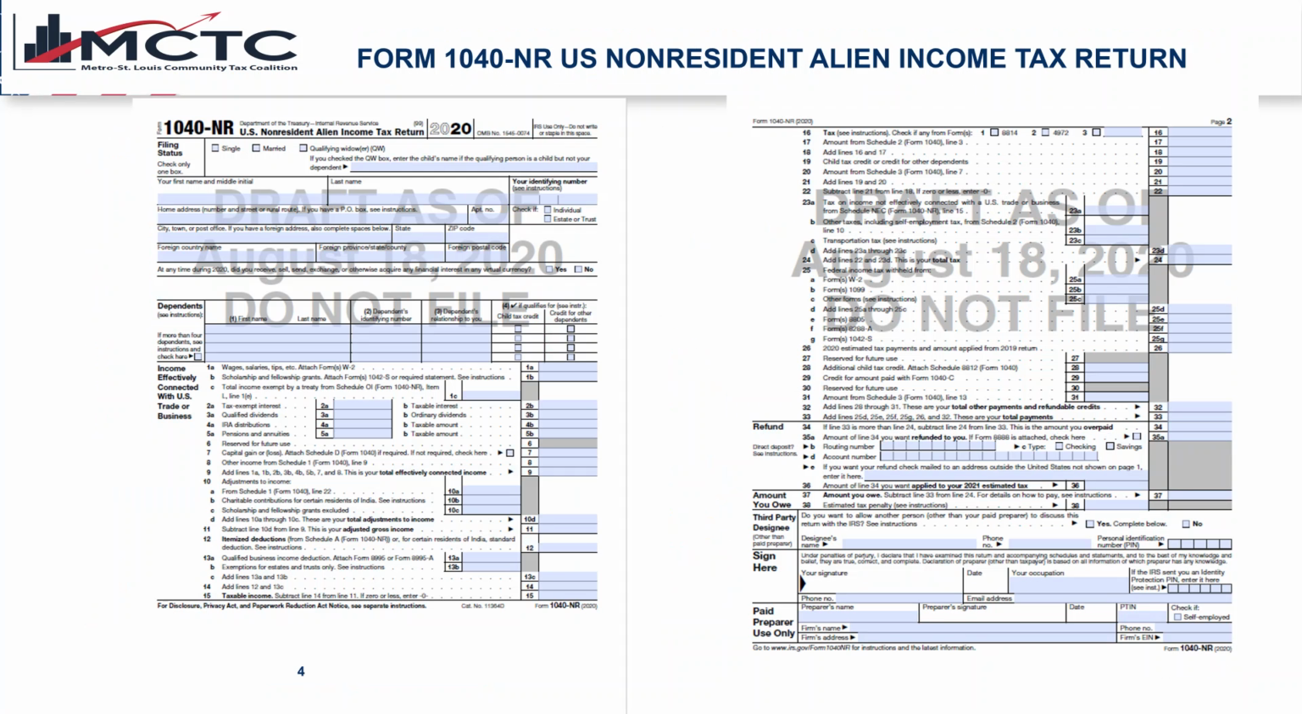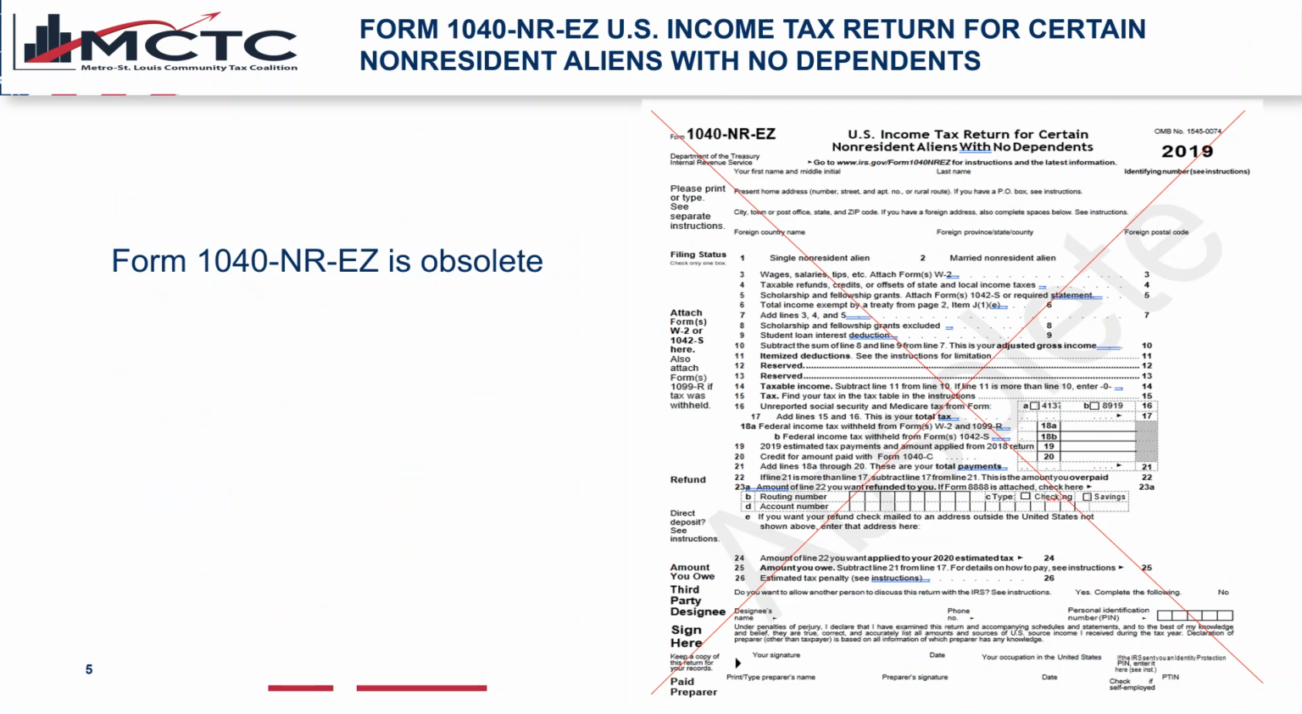The 1040 NR, non-resident alien tax return, now looks like a regular 1040, 2 pages, as opposed to the 1 page from the year before. That's what it looked like last year.